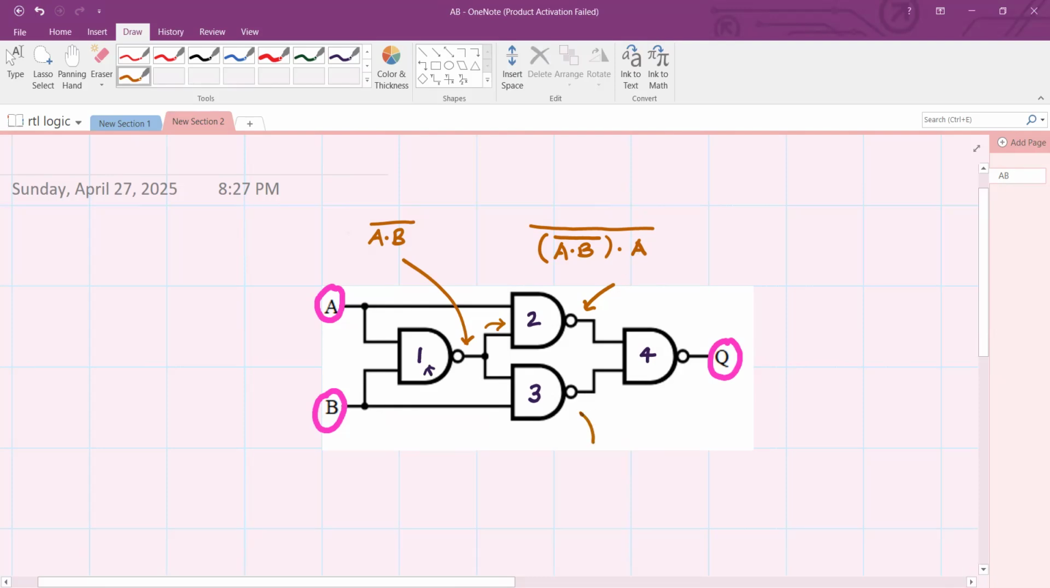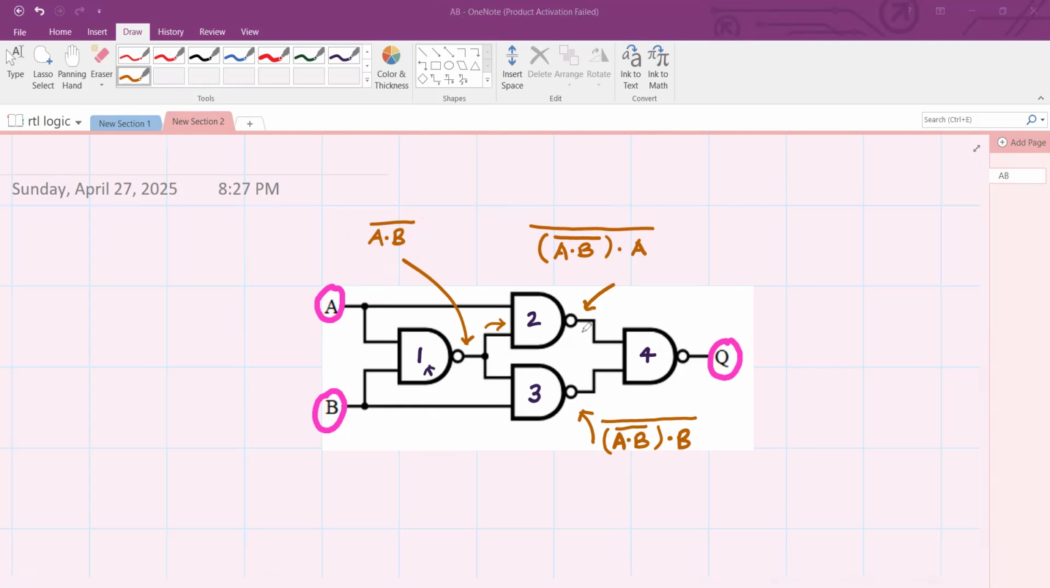Similarly, we want to see what the output here is going to be. For that, we see that P is one of the inputs to gate number three, and the same A and B is one of the inputs to gate number three. So the output here can be written as A NAND B, in the parenthesis, and then this is getting NAND with the input B. So you see now you have these two inputs right over here.